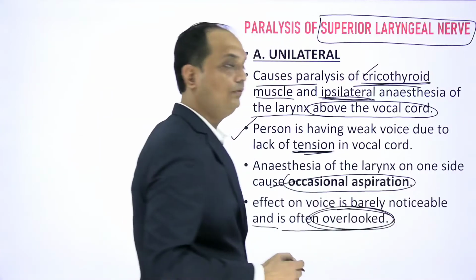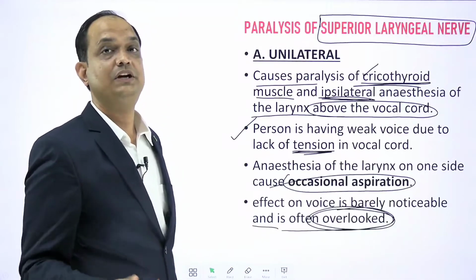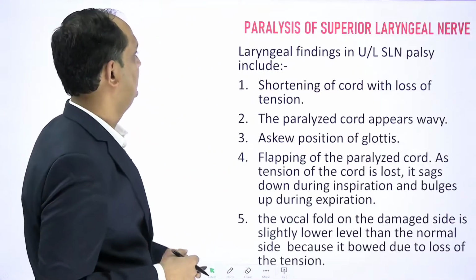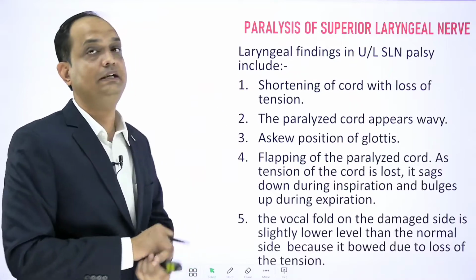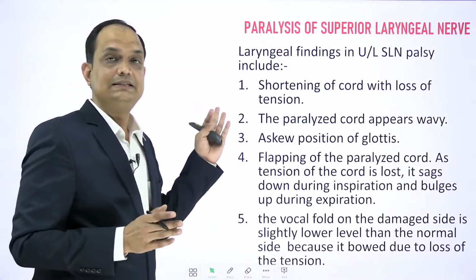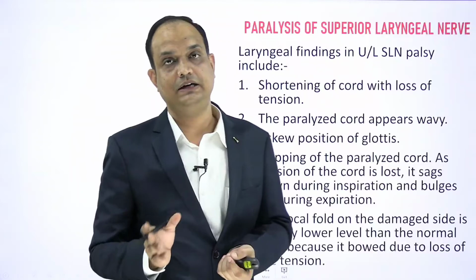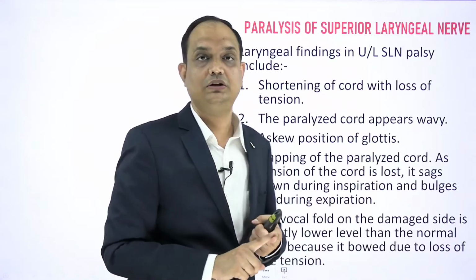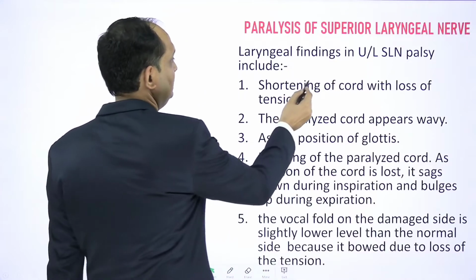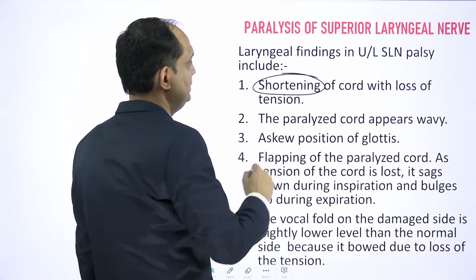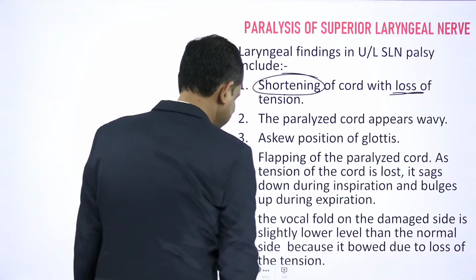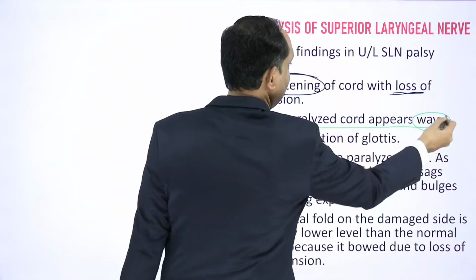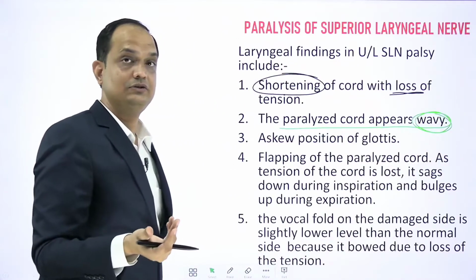Now why is it often overlooked? Because the patient has compensatory functioning of the opposite side vocal cord. Now what should be the findings with this superior laryngeal nerve palsy on the affected side? Basically the tension is not there. So when the tension is not there, shortening of the vocal cord occurs. So there is a loss of tension. Second thing is that the paralyzed side appears wavy. Why wavy? Again, the tension is not there.